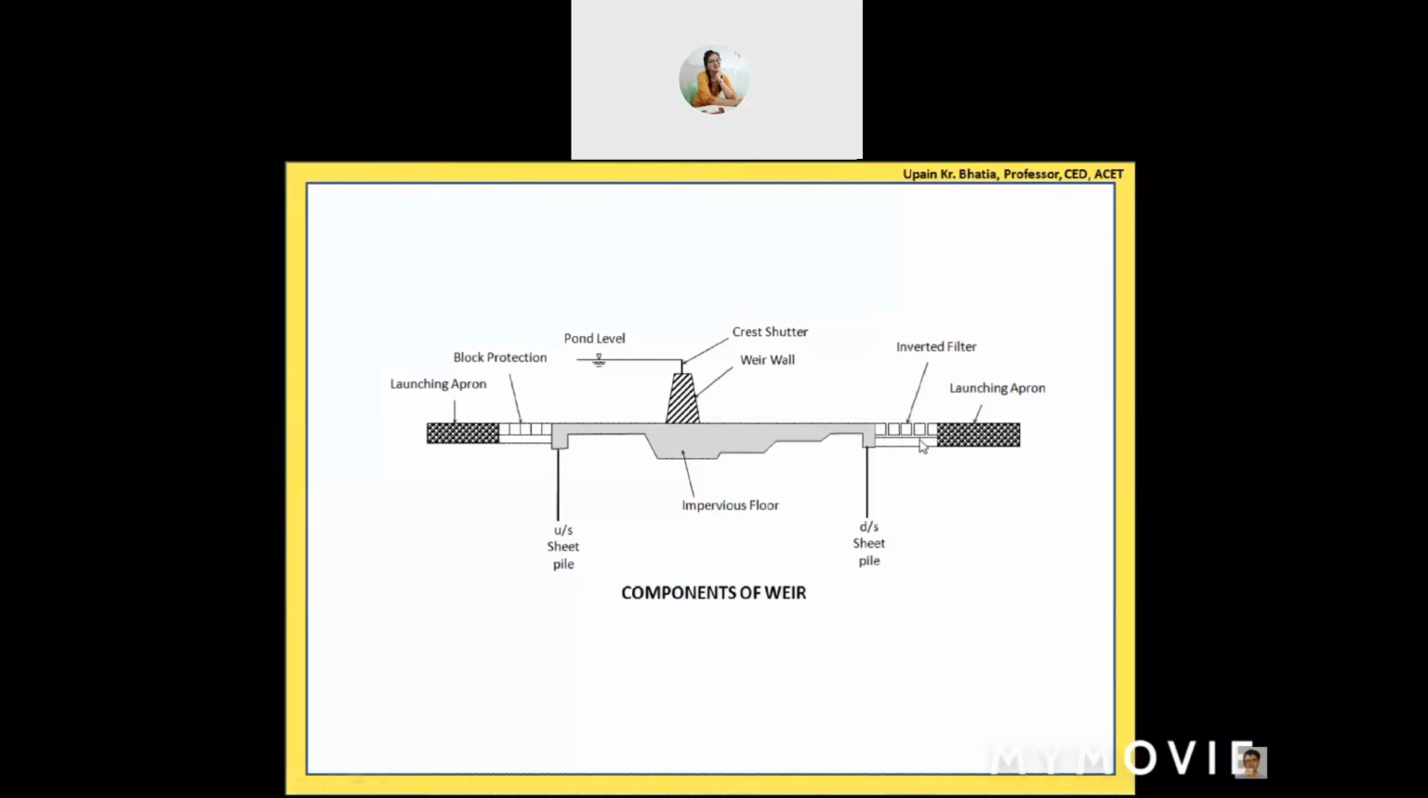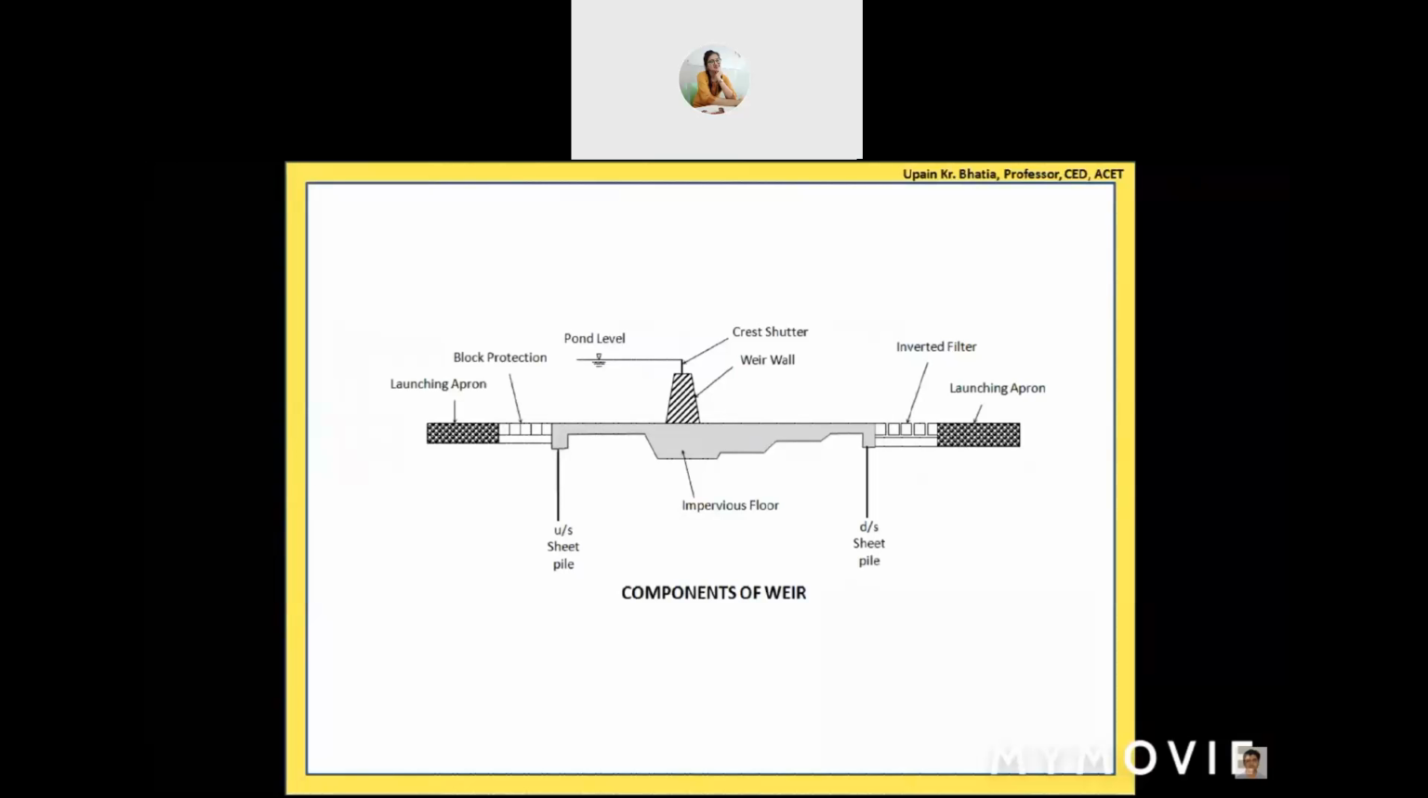And why is this inverted filter provided? I told you that seeping water will try to ooze out from this downstream end, and we provide this safe passage for that water to come out. We don't want this water to come out from here. We provide this passage here also, immediately on the downstream side of the floor, so that water can easily come out from this portion and move to the downstream side. And now we are left with this launching apron. So how does this launching apron function?